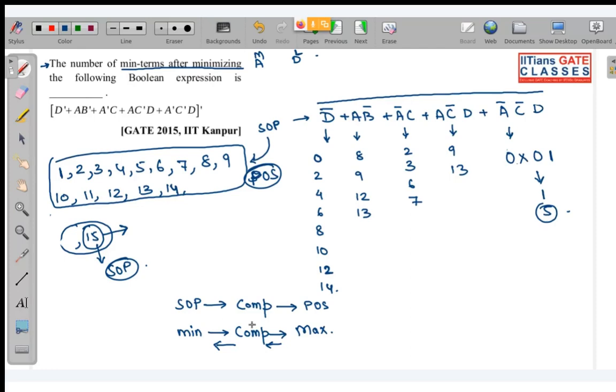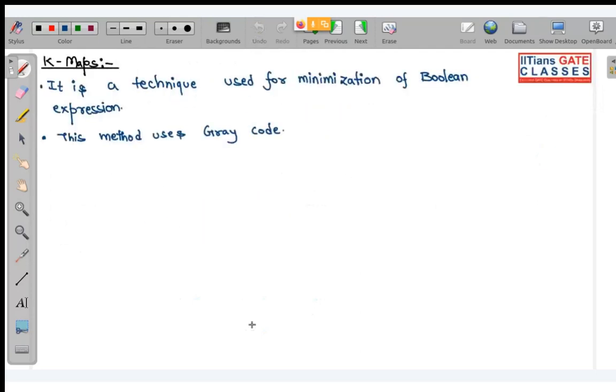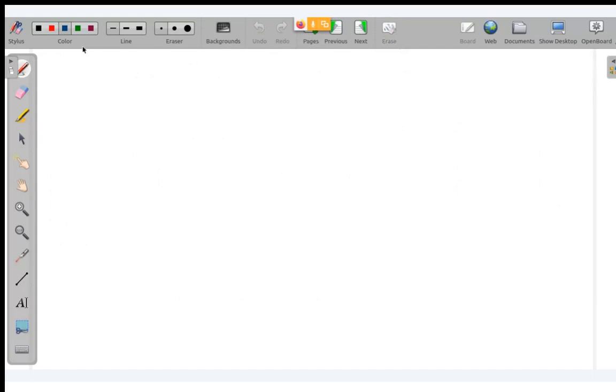Any doubts? Okay, fine. So now let us go to K-map. But before going to K-map, let me ask you, what is gray code? What is gray code?